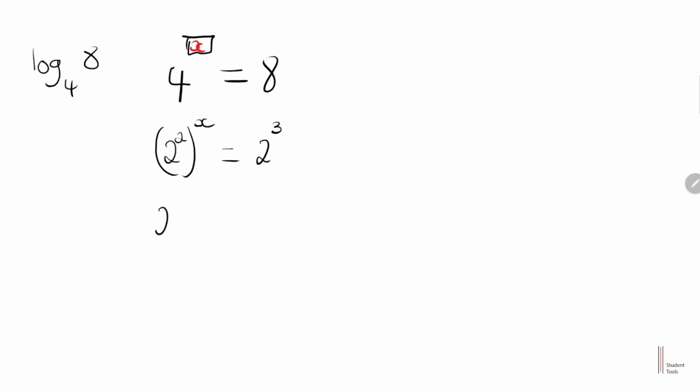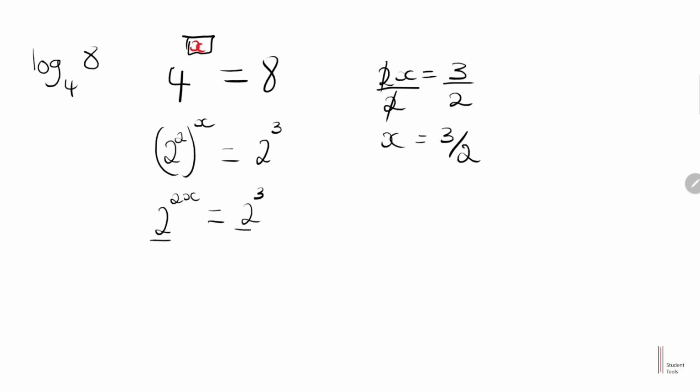And then we have 2 to the power 2x because the exponents multiply. All this is equal to 2 to the power 3. Okay, so now we have the same bases. So now we can say 2x is equal to 3. And to make x the subject, we will divide by 2 both sides. This 2 will cancel this 2 such that x will be equal to 3 over 2. So that means the power to which this base 4 is raised is 3 over 2.